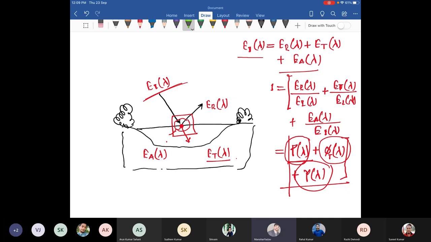But over here, when we have a second medium solid, in that case what will happen? We can say that this transmittance component is nearly equal to zero. So now what will happen? From equation first, now we can write it. We have only two components, the reflectance and absorptance.